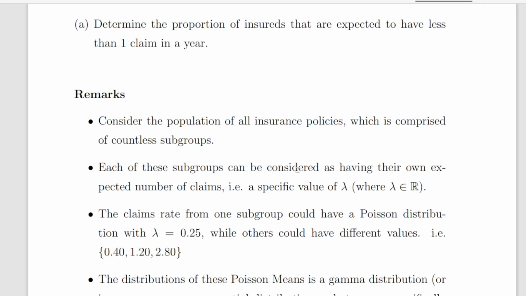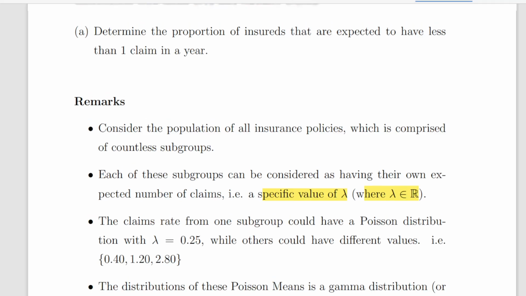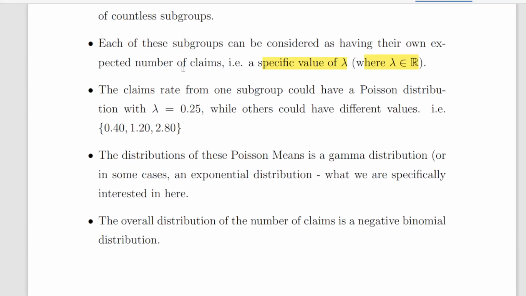Each of these subgroups can be considered as having their own expected number of claims, i.e. their own specific value of lambda, and lambda here is a real number. So just remember that. The claims rate from one subgroup could have a Poisson distribution of 0.25, whereas other groups could have different values, for example 0.4, 1.20 or 2.8.